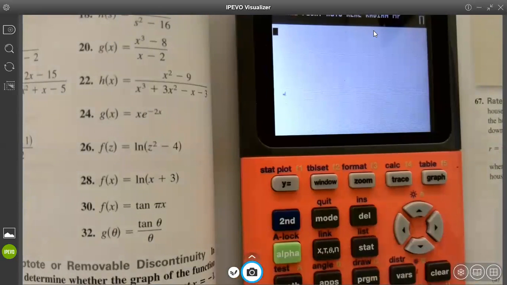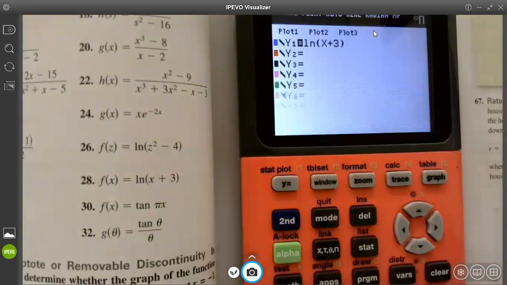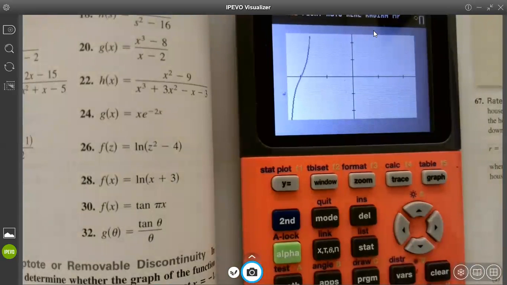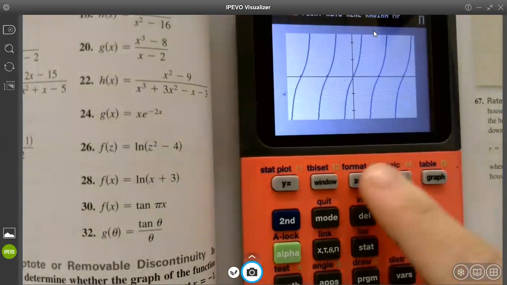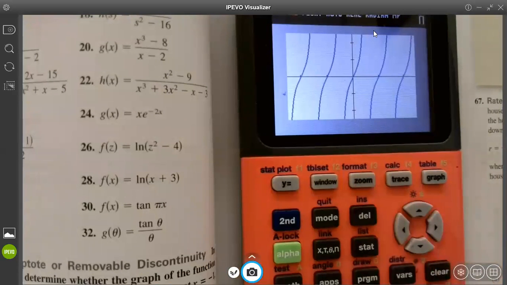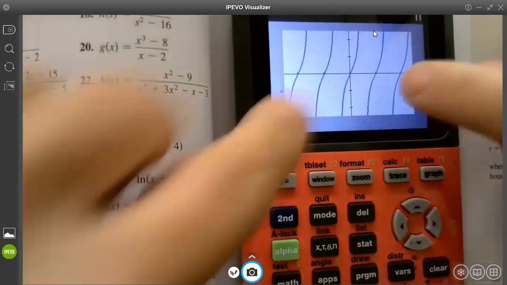What's your next one? Tan pi x. Yeah, so you can't just write a number because there's multiple vertical asymptotes. We've got to figure out where they're at. Where do they look like they are right now? Remember, I'm zoomed in, so you're seeing 1, 2, whatever. That's 0 right there. This is 1. So where does it look like they're at?